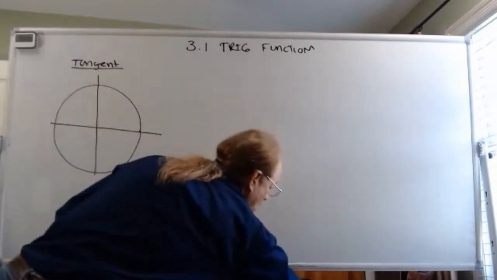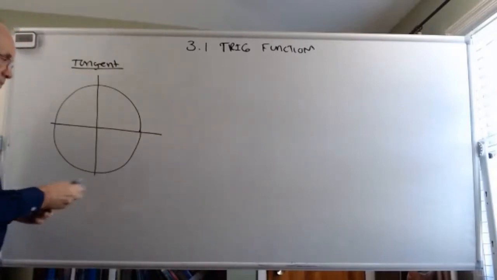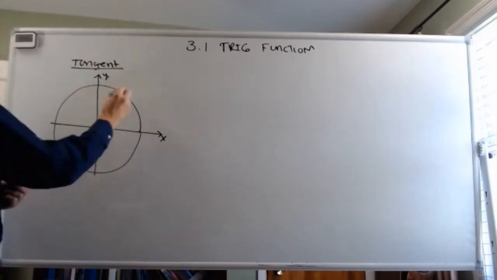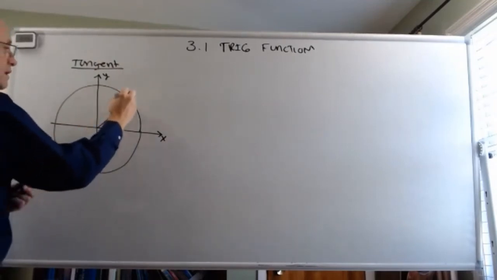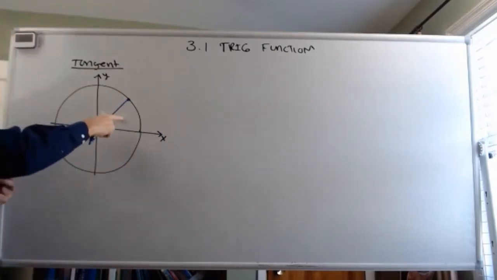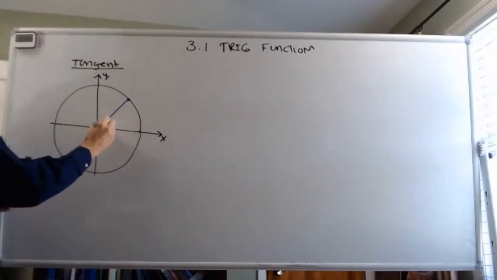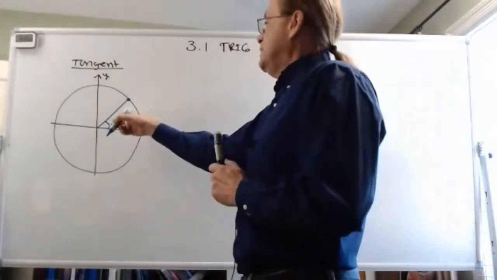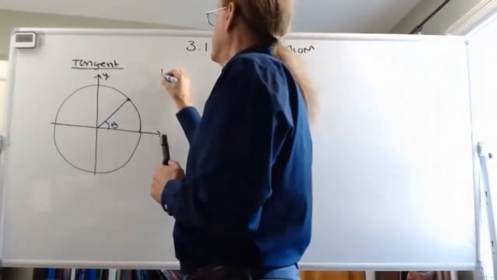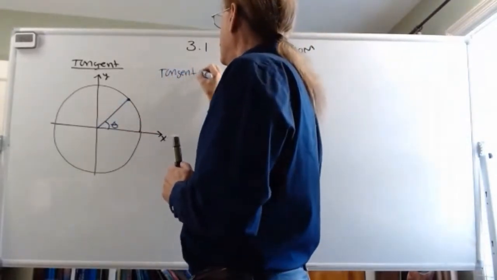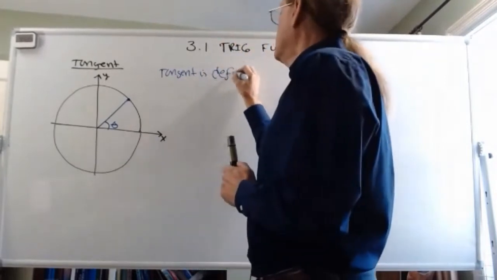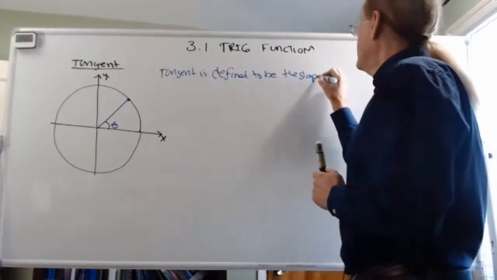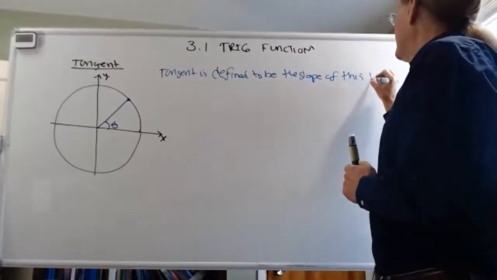What we do is we take a point on that unit circle, take a line and a point that it forms. Here's a point over here, and we draw the line. This is some angle theta over here, and we're going to define the tangent to be the slope of that line. So the tangent is defined to be the slope of this line.